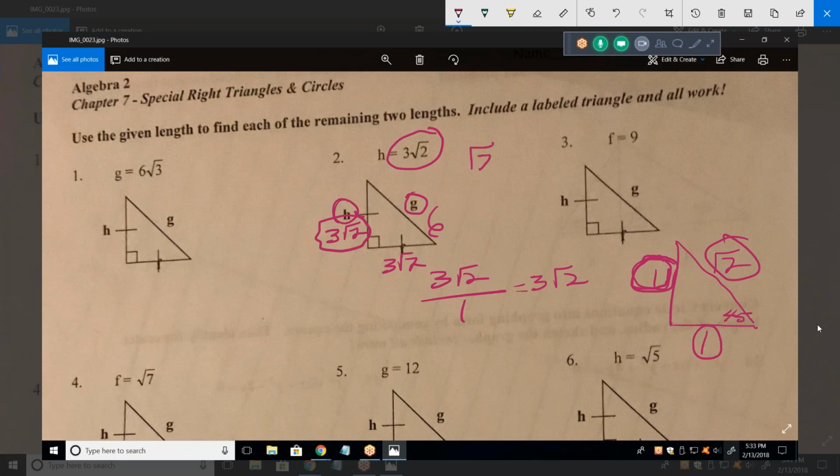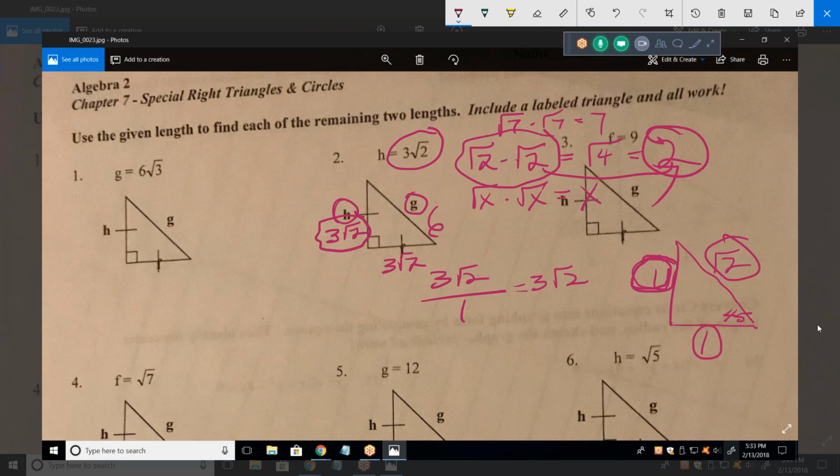Now, let's stop there for a second. I don't like the way you did this. You don't need to go root 4 and then solve that. When you have the square root of x times the square root of x, it's always equal to x, no matter what x is. Square root of 7 times square root of 7 is 7. So square root of 2 times square root of 2 is 2. Go directly to there. Do not pass go.